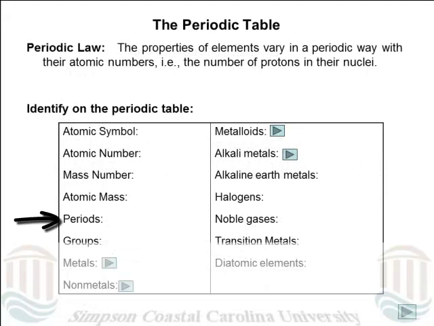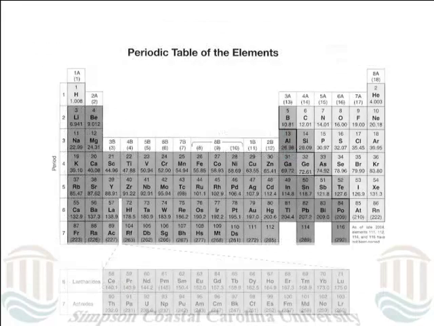Next, we're going to have periods, and we're going to have groups. The periods are going to be the rows on the periodic table. The groups are going to be the columns. Now between the two, the groups are probably going to be more important because the groups are going to help us identify elements that share similar properties. So elements in the same column are going to have similar properties to each other.